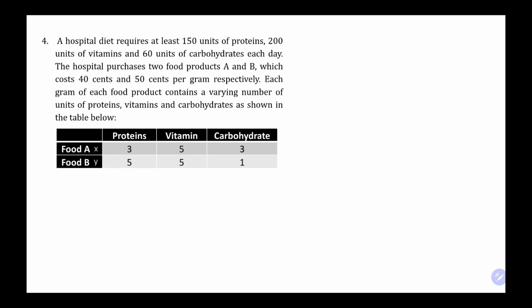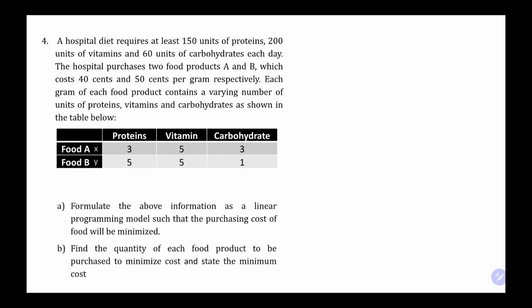We have food A and food B. We have proteins, vitamins, and carbohydrates. From this table, we let x be food A and y be food B. First question: formulate the above information as a linear programming model such that the purchasing cost of food will be minimized. So from the table, we can create our system of linear inequalities, but formulate it as a linear programming model.